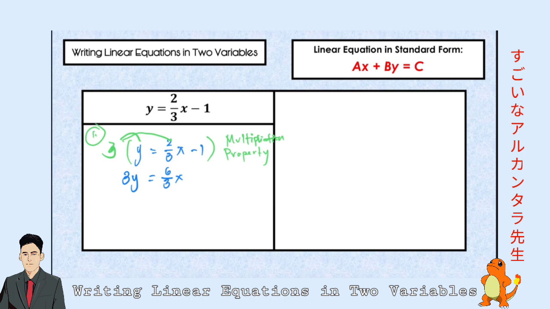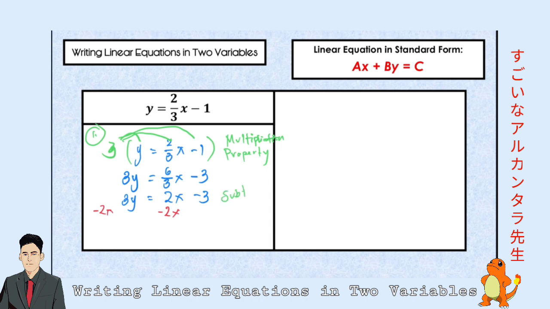Next, you'll have 3 times -1, that will give you -3. So if you simplify this, you will now have 3y is equal to 6 divided by 3 is 2, so 2x minus 3. But we're not done yet. We're not going to apply what we did earlier. And that is by what now? Is it the addition property? No. We're now going to do the subtraction property of equality. Why are we doing the subtraction property?